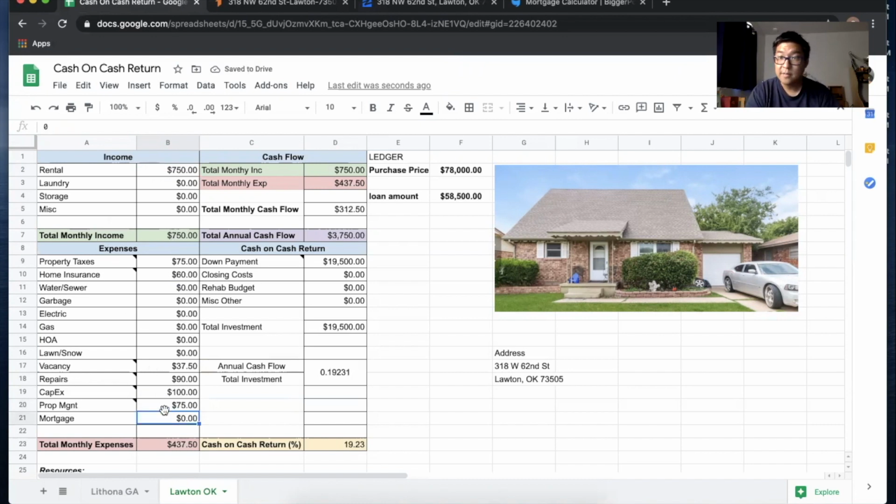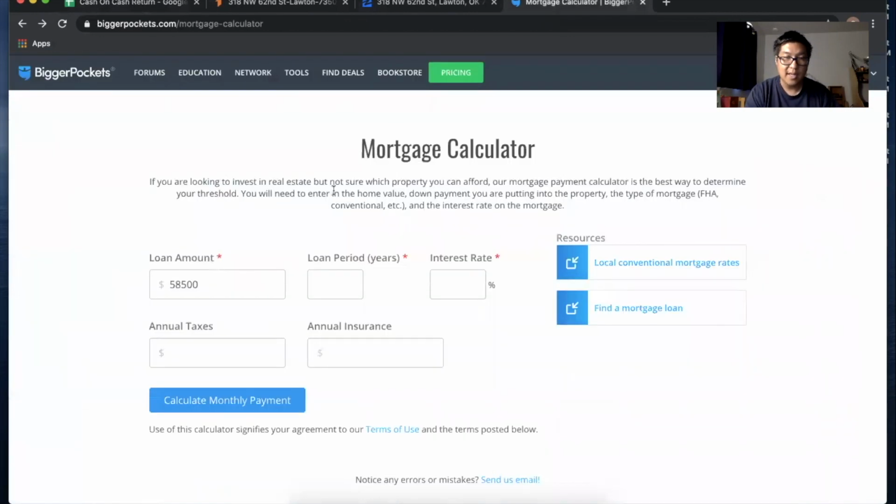Now, mortgage. We're going to be borrowing money from the bank, right? I'm putting 25% down, so I'm going to be borrowing $58,500 from the bank. So I'm going to head on over to biggerpockets.com and put some information in here. My loan amount is $58,500. My loan period is 30 years. With the interest rate, we're not going to get the low interest rates as if you're living at that property. This is an investment property, so typically you'll get higher interest rates. So I'm going to estimate 4.25. Heck, let's make it 4.15. Maybe we can get an interest rate right there.